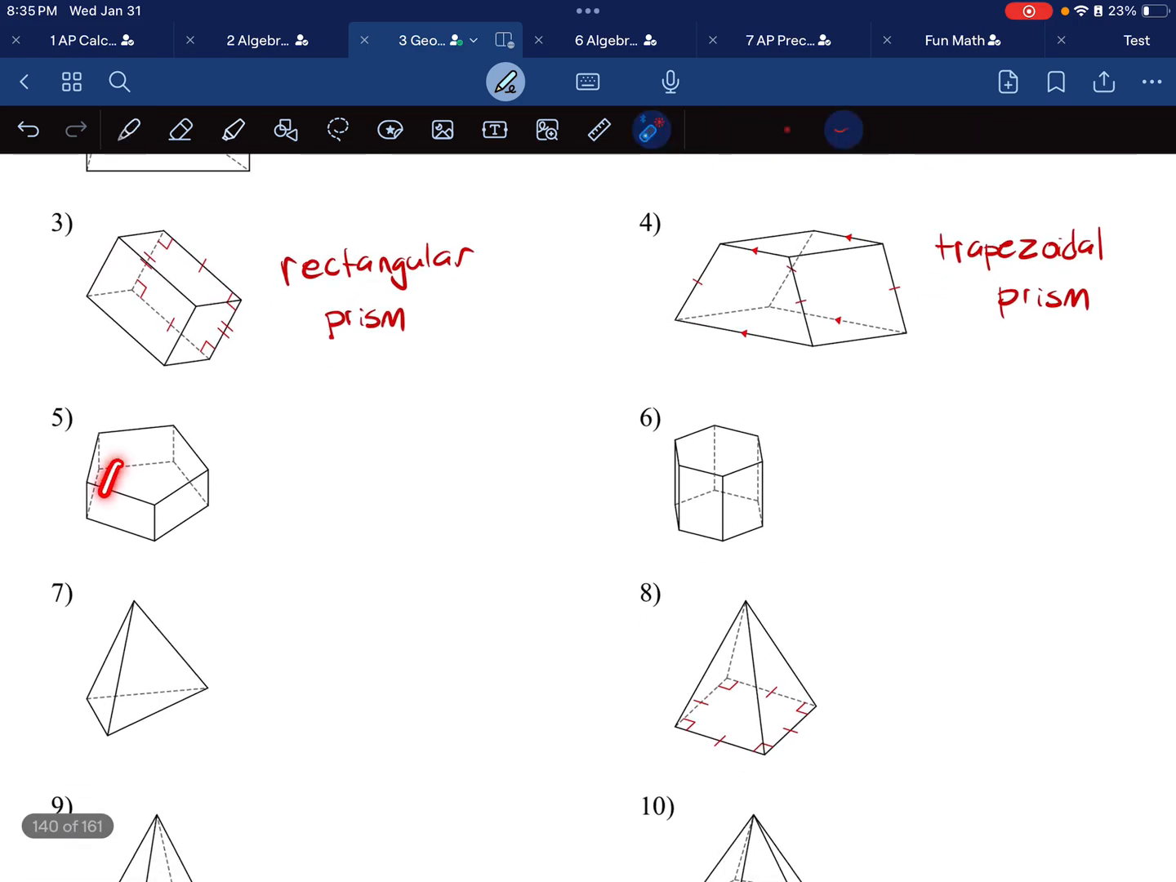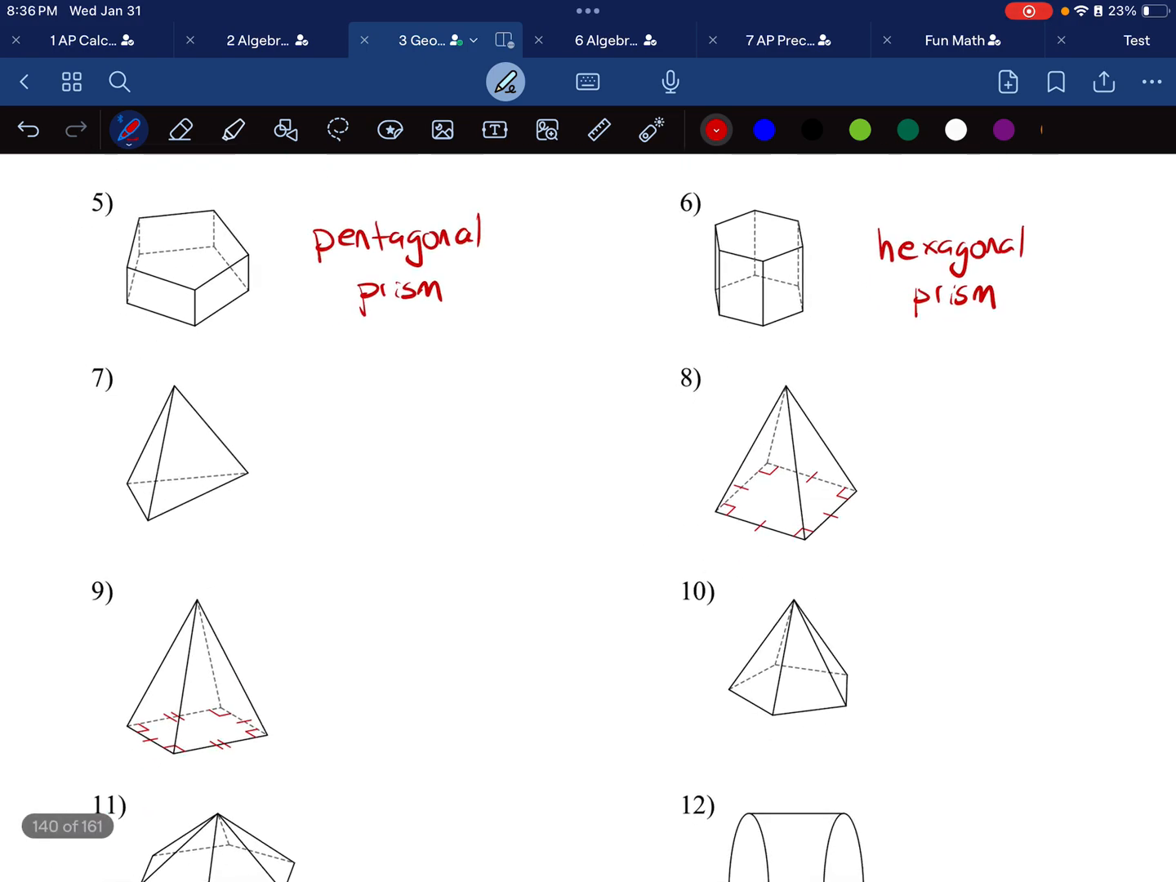We got some more prisms down here. These next ones are prisms because they have a base shape, and then these lines come directly out, right? The lines come directly out. Those are all called prisms. This one is a pentagon, so pentagonal prism. This one is a hexagon, so a hexagonal prism.